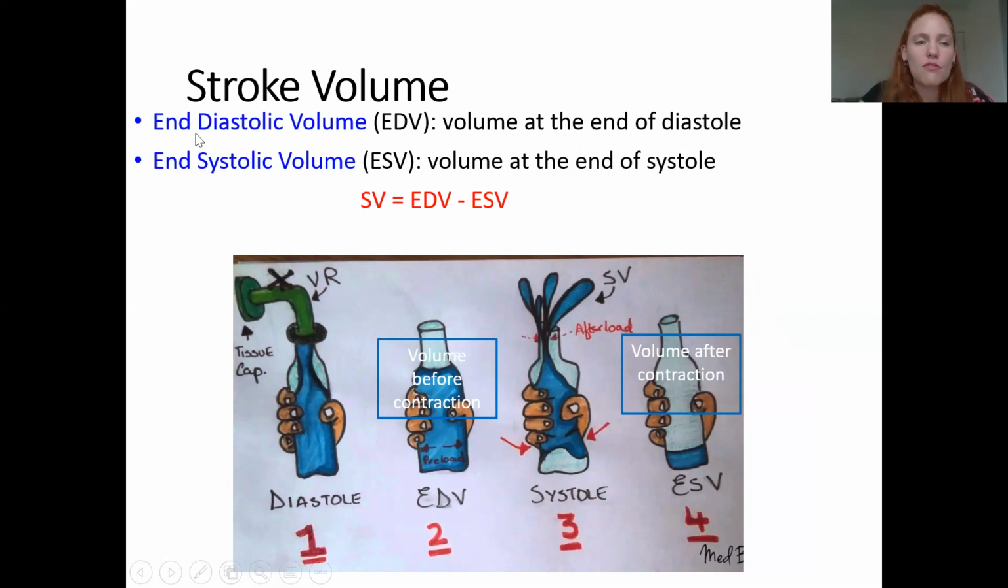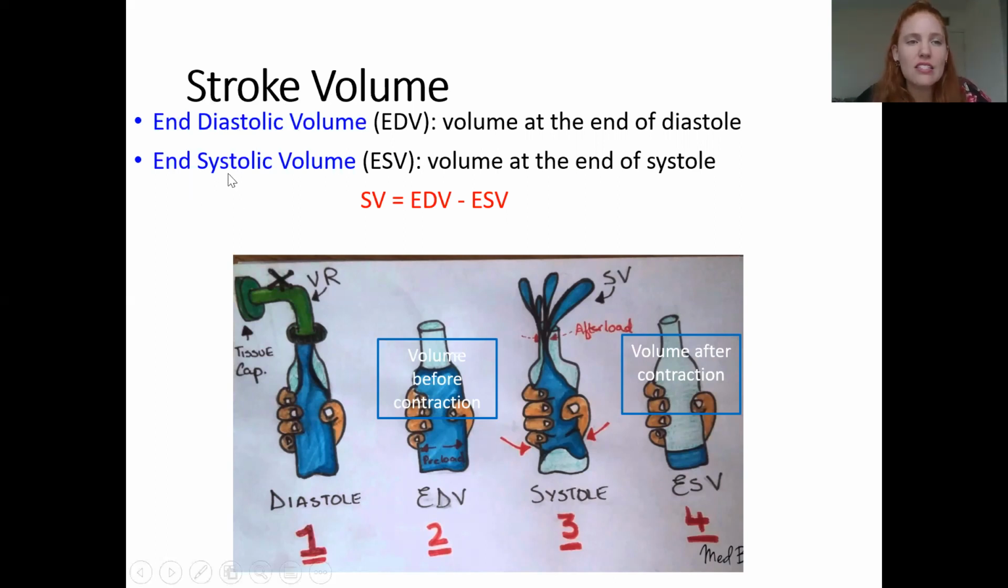So what we're looking at for this one is end diastolic volume, which is the volume of blood at the end of diastole. Diastole is the relaxation phase, the filling phase. So what we're looking at for real is the end diastolic volume is the amount of blood that goes into the heart before the contraction. Okay, so I think of it as the in amount. How much goes in at the beginning.